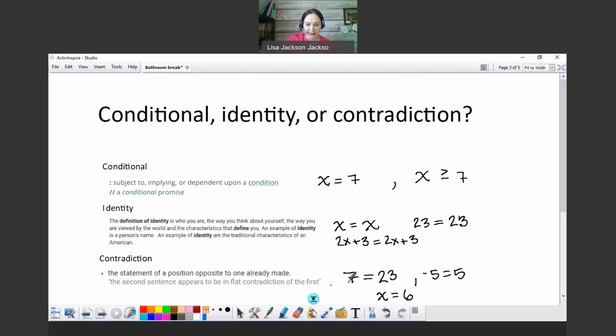But basically, a conditional statement would be x equals one number or a group of numbers. An identity statement would be a number equals itself or x equals itself. And a contradiction would be a number is equal to a completely different number. So those are our basics for these. I hope that helps clear things up.